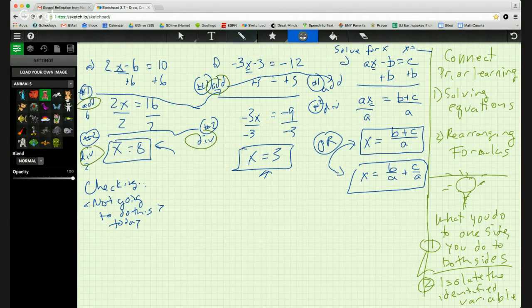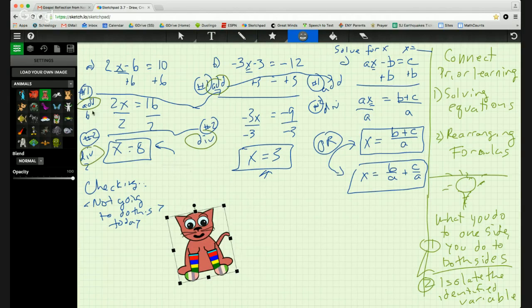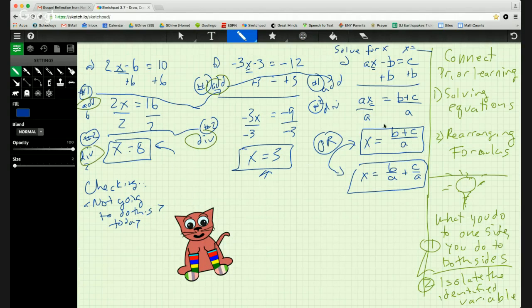We got our first idea, happy cat. The first idea is that we can work with variables just like we can work with numbers. As long as we're doing the same thing on both sides, we can isolate any variable. We use this idea of what we do to one side, we do to both sides. If we're adding a or adding b or dividing by a, we did it to both sides. And we isolated the key variable that we were searching for.